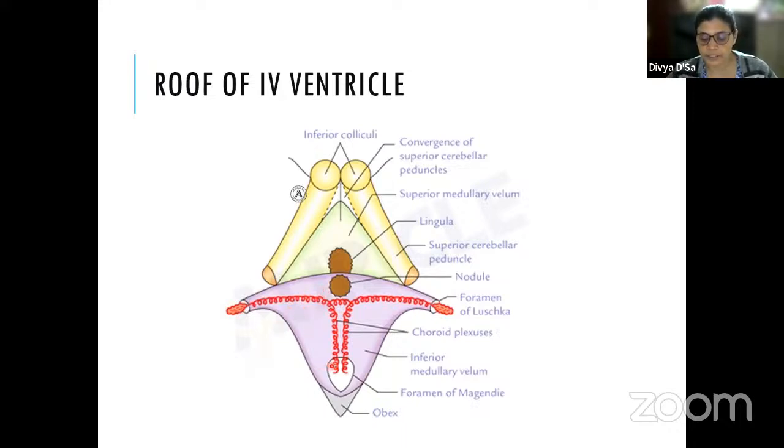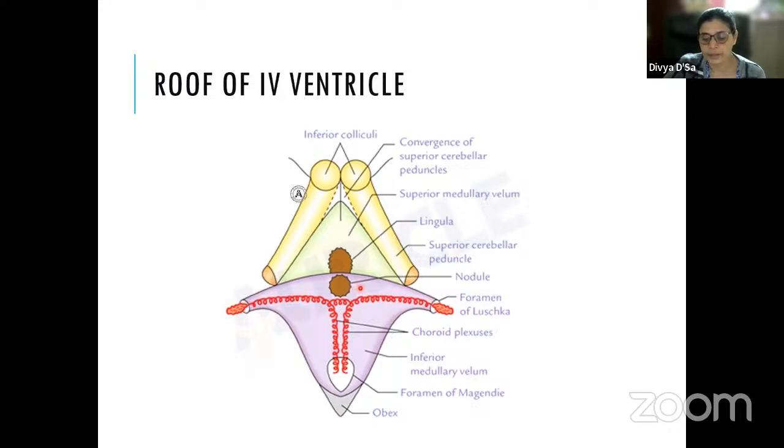The lower part of the roof is formed by a thin sheet. The upper part was made up of white matter, and white matter is what? The axons of the neurons, isn't it? So that is made up of nervous tissue, whereas this one is a non-nervous tissue, the inferior medullary vellum. It is formed mainly by the ventricular ependyma and the pia mater, which covers it posteriorly. This will be related to the nodule.